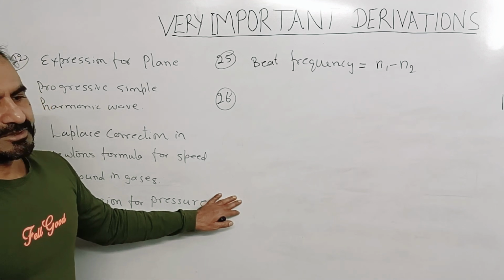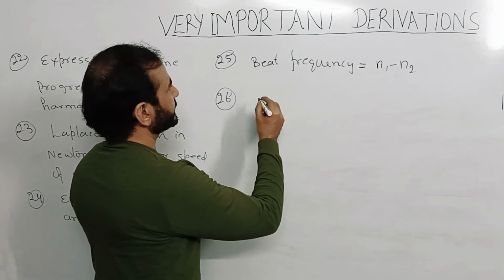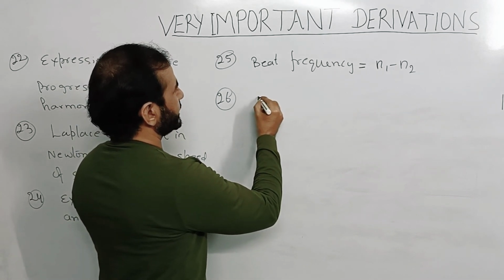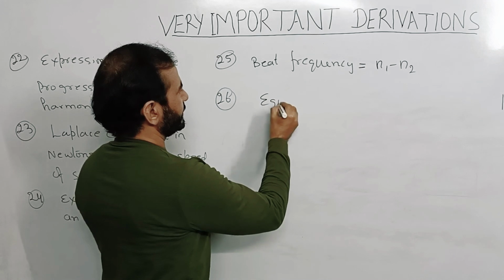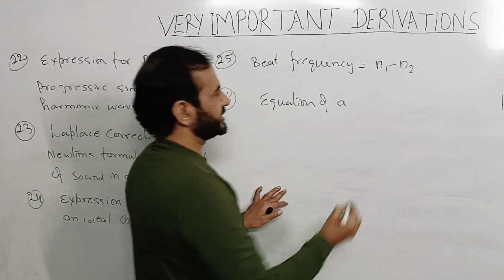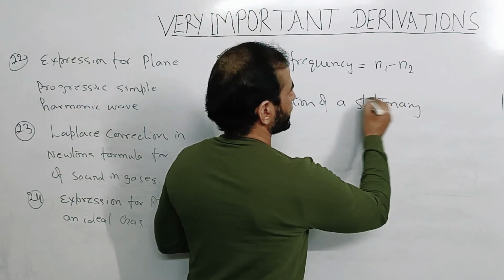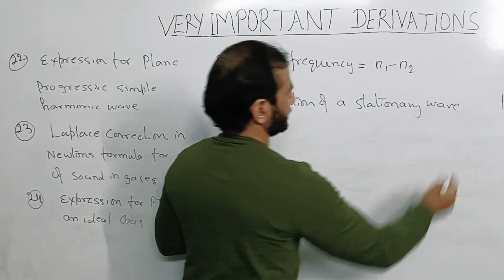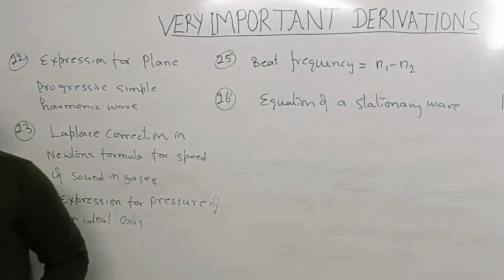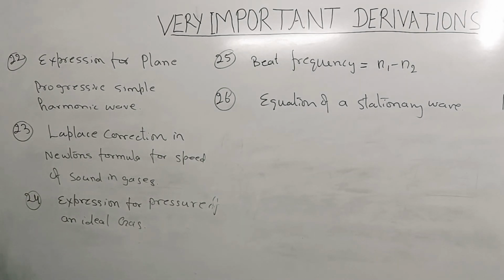26, stationary wave, derivation of equation of a stationary or standing wave. A stationary wave. This is also very important. These derivations are very much important.